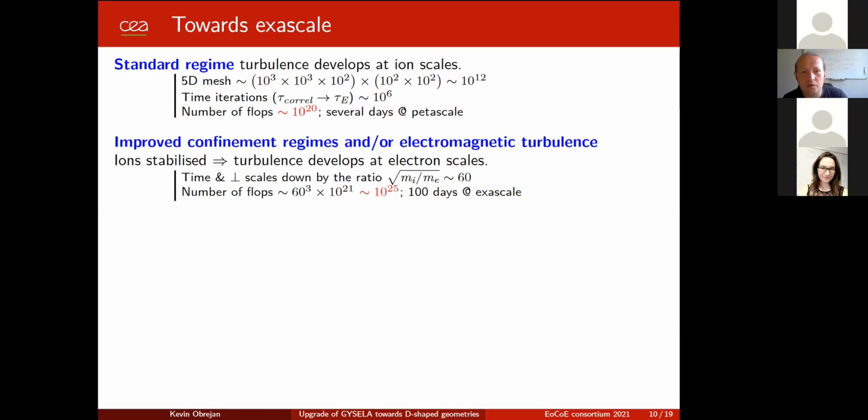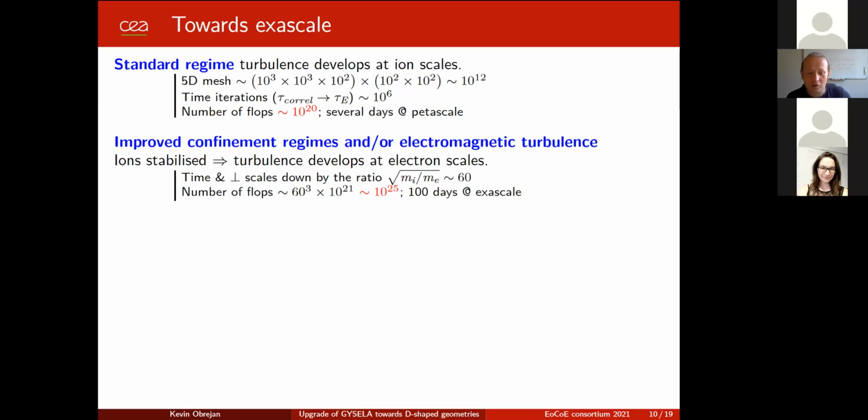However, moving towards improved confinement regimes, the ions are already stabilized, and so the turbulence that we want to study moves to the much smaller scale of electrons. This requires refining the time scale and the perpendicular scale, so the scales in the cross section, by a factor of the order of the square root of the ratio of the mass of deuterium over the mass of electrons, so a factor of about 60. In that case, the number of flops for such a simulation moves to something of the order of 10 to the 25, which would be 100 days on exascale.